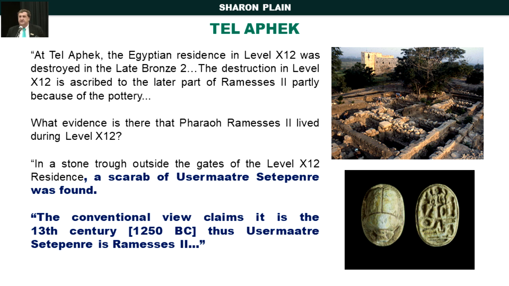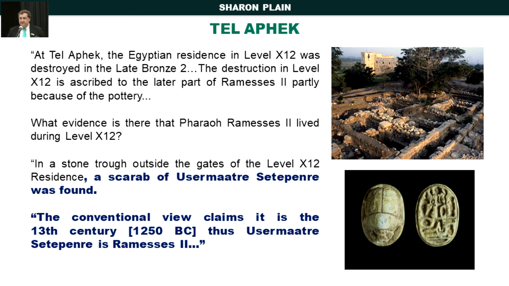Now, can the finds of Ramses the Great at Tel Afek give us any better clarity as to when Ramses the Great ruled? In his book Ages in Order, Alan Montgomery writes the following. At Tel Afek, the Egyptian residence in level X12 was destroyed in the Late Bronze II. The destruction in level X12 is ascribed to the latter part of Ramses II, partly because of the pottery.